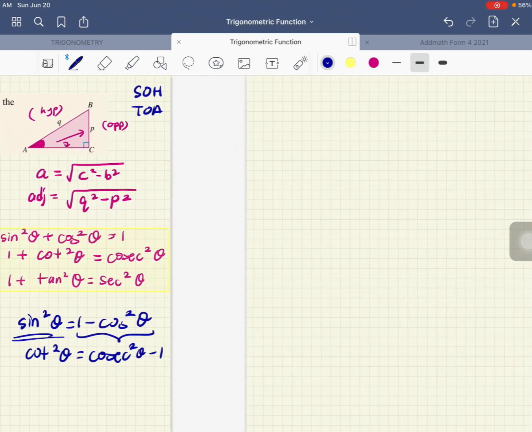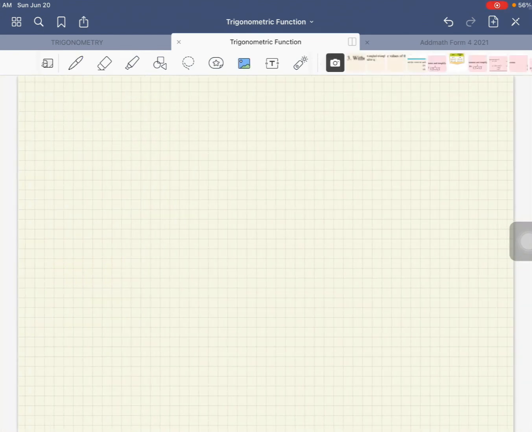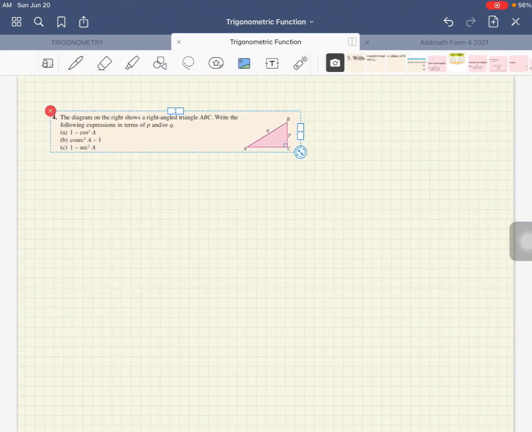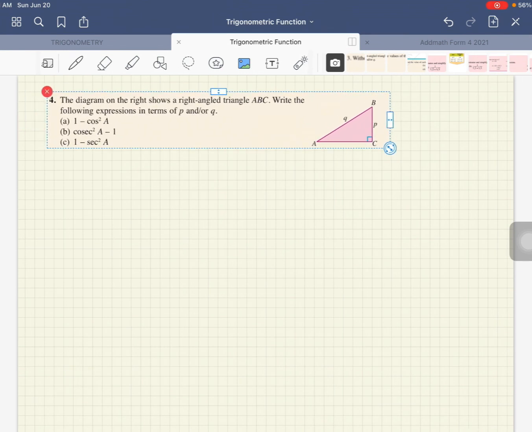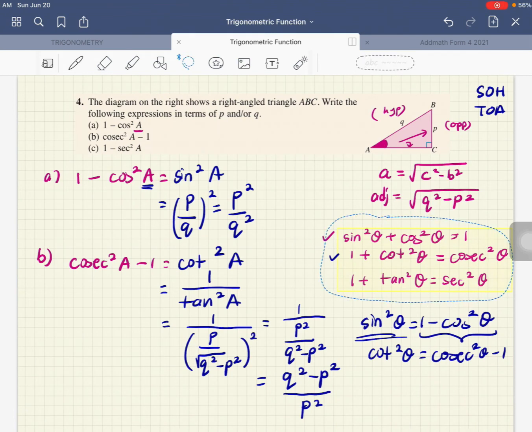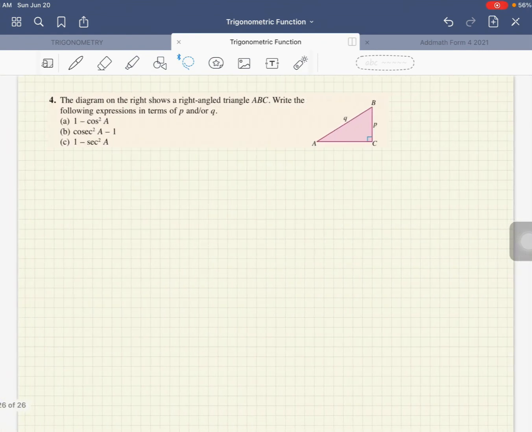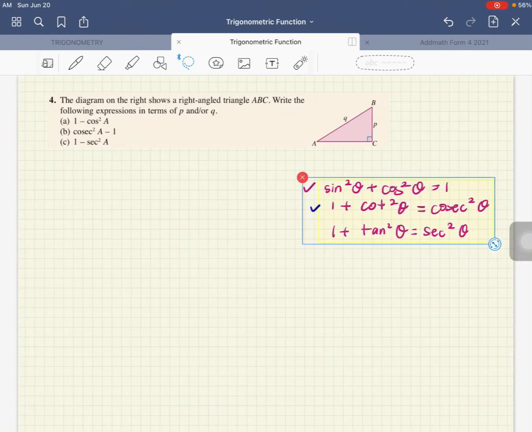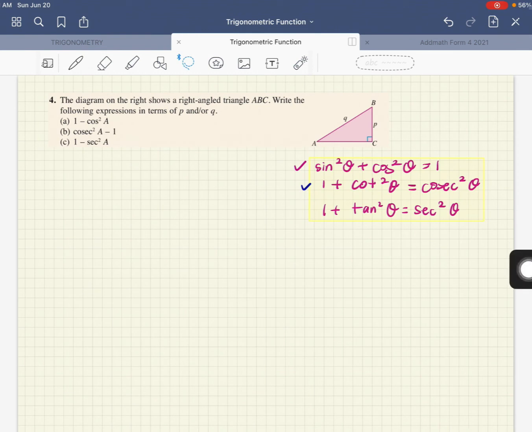So the last question, see that I'm going to paste it here again. So for question C, I'm going to copy this and paste it as well, because this will be our guidance. So if you can memorize, or if you have notes with you, then you don't need to panic.